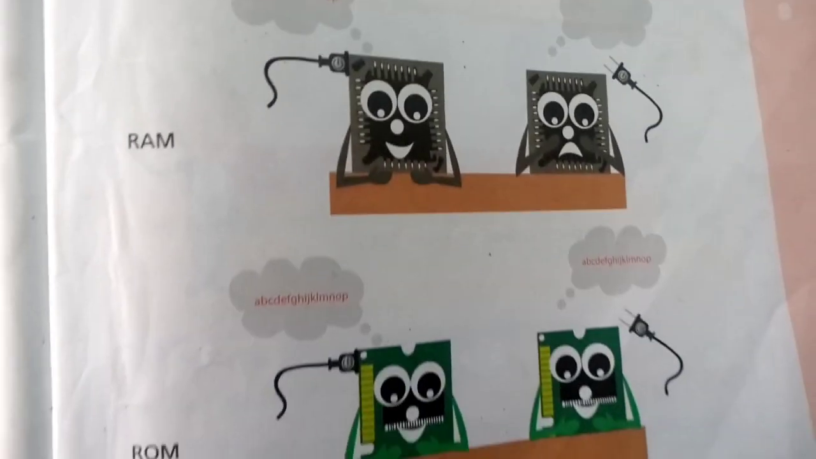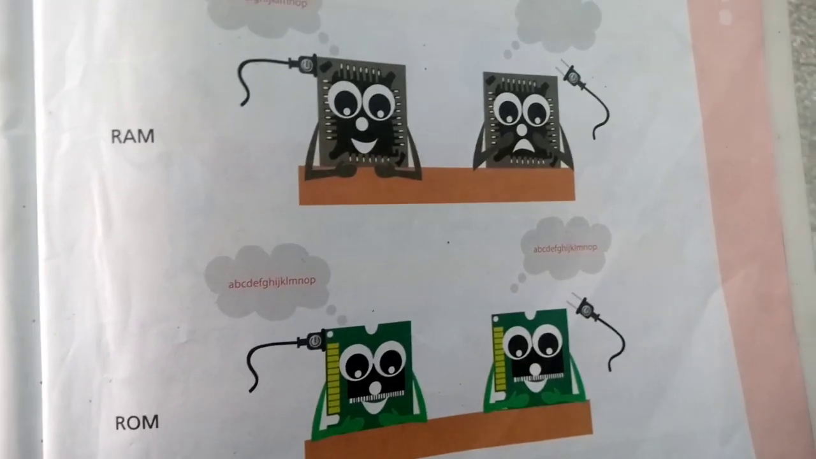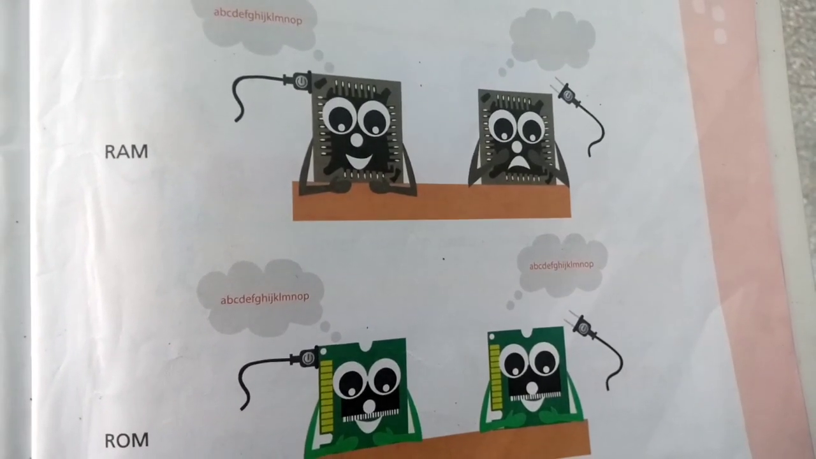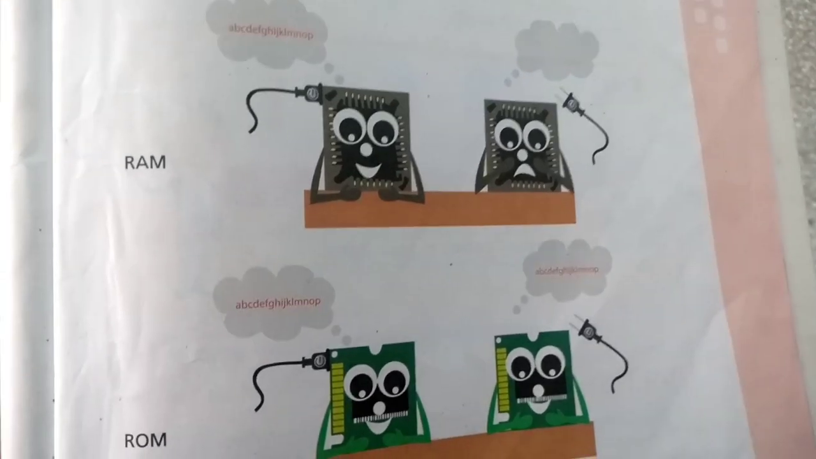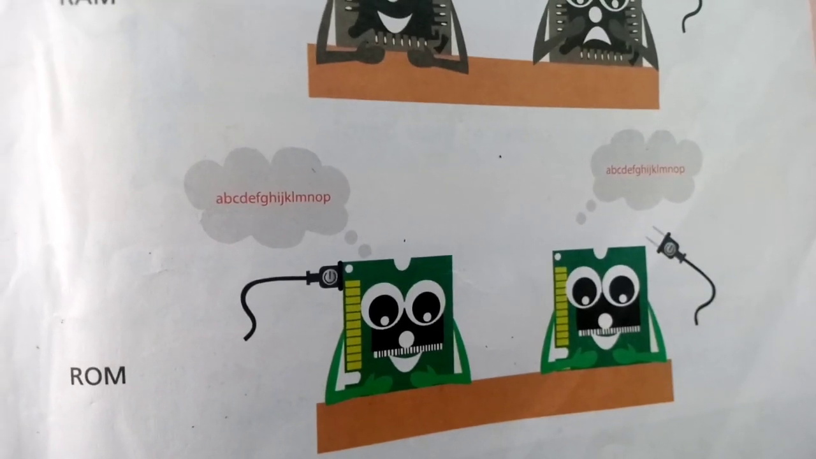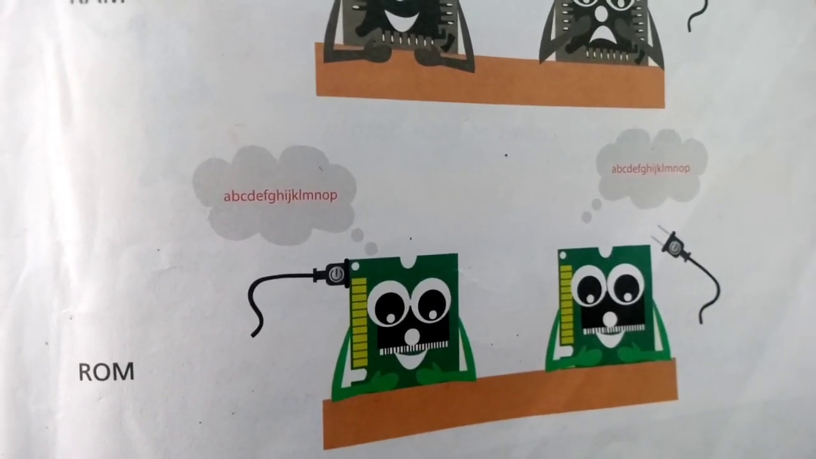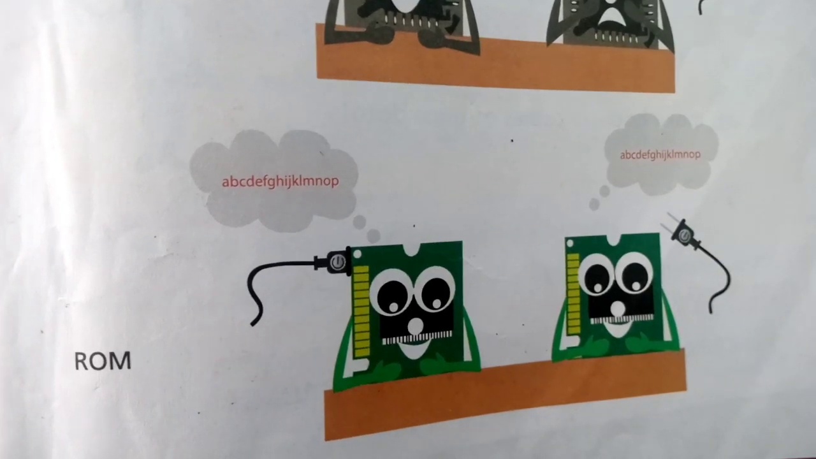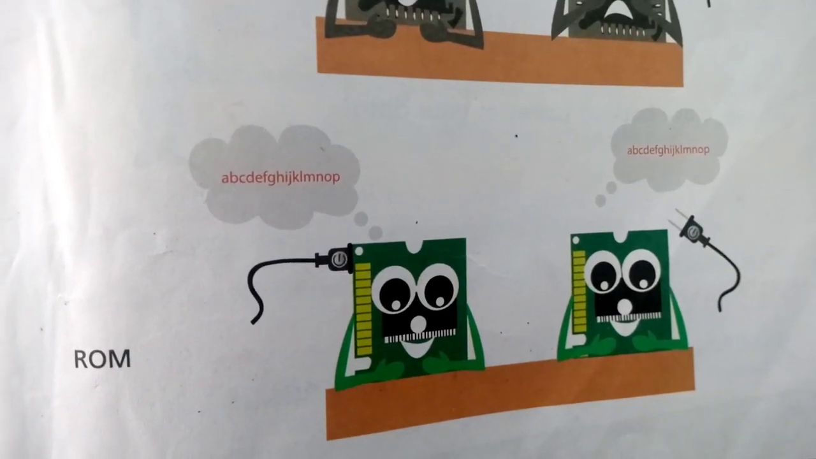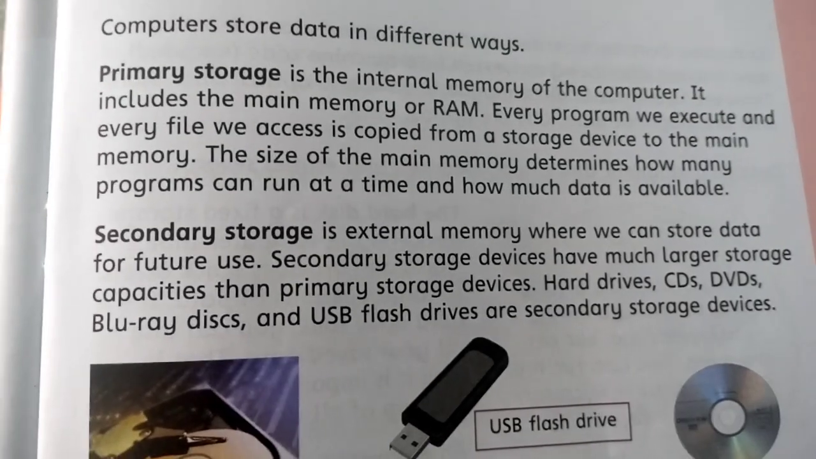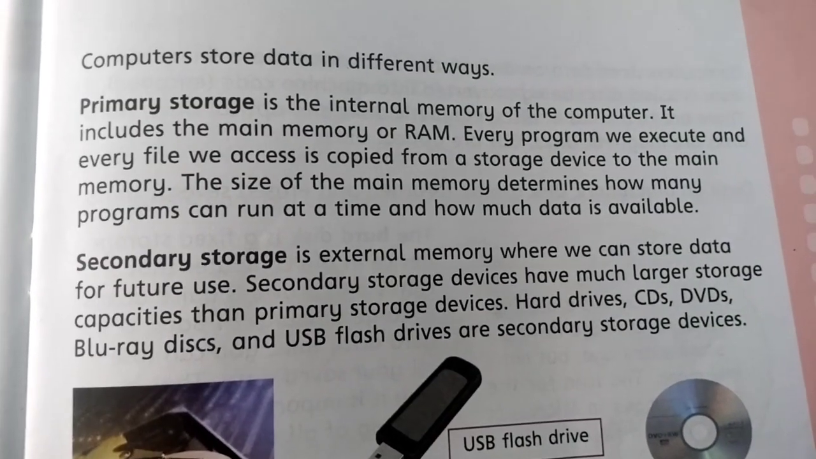As you can see in this picture, in RAM, when the computer is on, the data will be in the program, and when it shuts down, the data will be lost. And in ROM, the data stays in the memory of the computer when you shut down. Now students, come to page number 29.